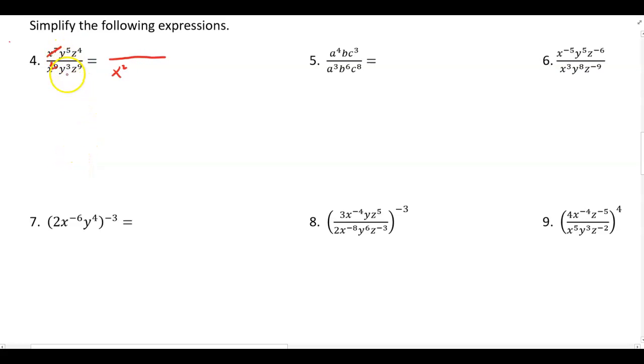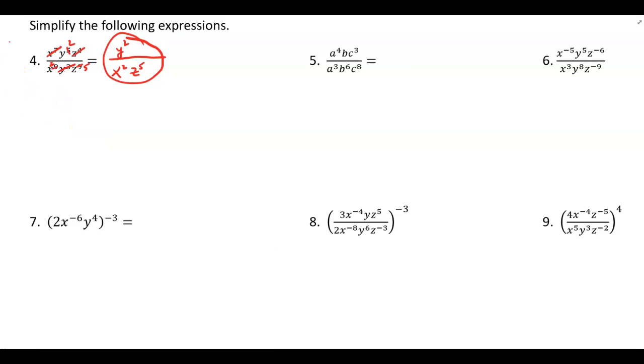If I have 5 y's in the numerator, 3 in the denominator, how many can I cancel? Cancel 3. If I take 3 off the top, what do I have left? 2. So I have y squared up top. Number 4, I have 4 z's up top, 9 in the denominator. Cancel 4 out. Take 4 off the bottom, how many do I have left? 9 minus 4 is 5. So I have z to the 5th left in the denominator. And I am done.